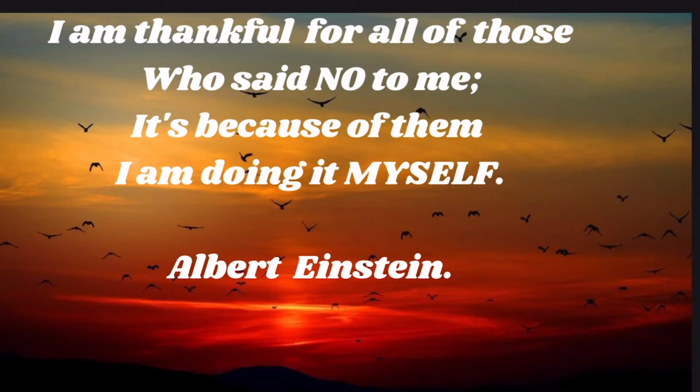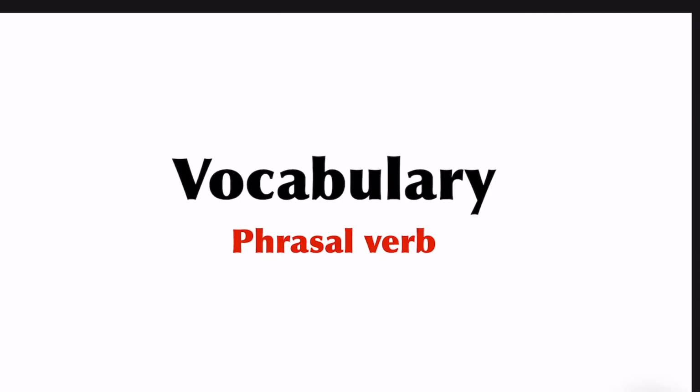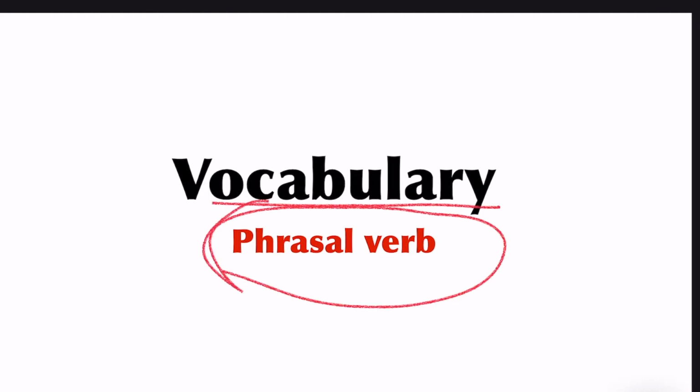In today's class, we are going to discuss vocabulary, phrasal verbs. We are going to discuss two phrasal verbs, their meaning and how to use the phrasal verb in a sentence. These are rope in and stir up. Number 1, rope in. Number 2, stir up.